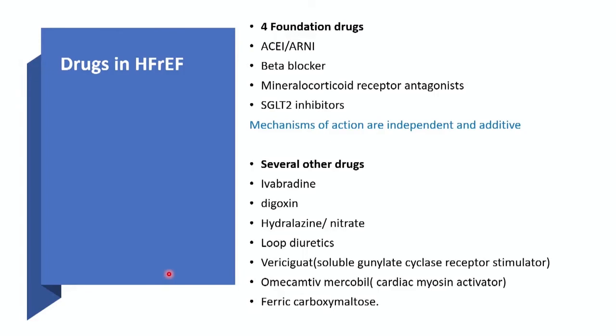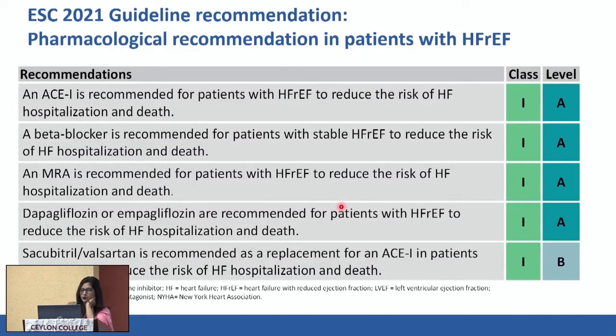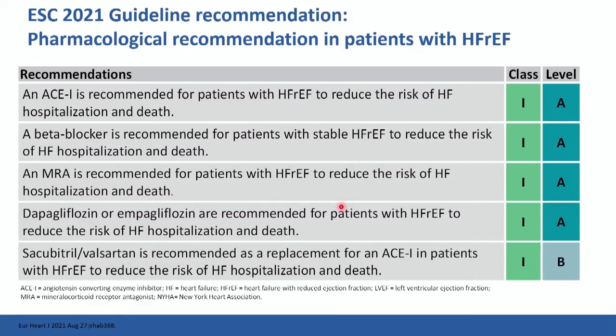And then we are moving into the other drugs. We have several other drugs like ivabradine, digoxin, hydralazine nitrate combination, loop diuretics, and vericiguat, that is the soluble guanylate cyclase receptor stimulator, as well as omecamtiv. These are the newer generation drugs, as well as ferric carboxymaltose. So now, if you go back to the previous slides, you will realize that all our major drugs are to reduce the risk of heart failure hospitalization and death.